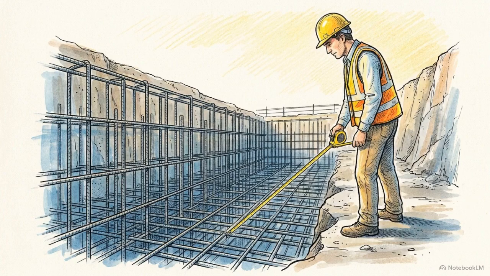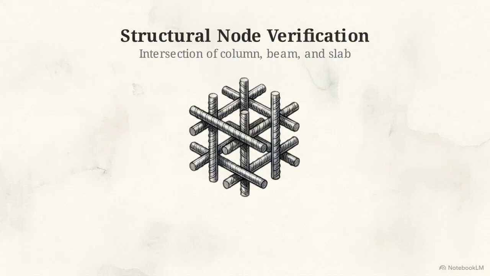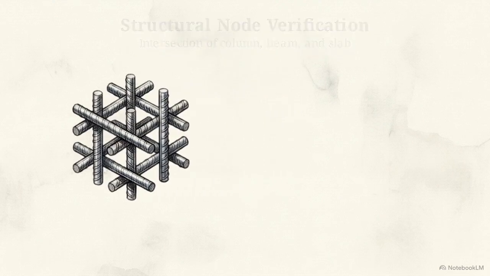For a site supervisor, the ultimate high-stakes challenge is verifying these complex mathematical steel arrangements in the real world, right before the wet concrete pour hides them forever. This graphic shows exactly what we are verifying: a complex structural node where a column, beam, and slab intersect.